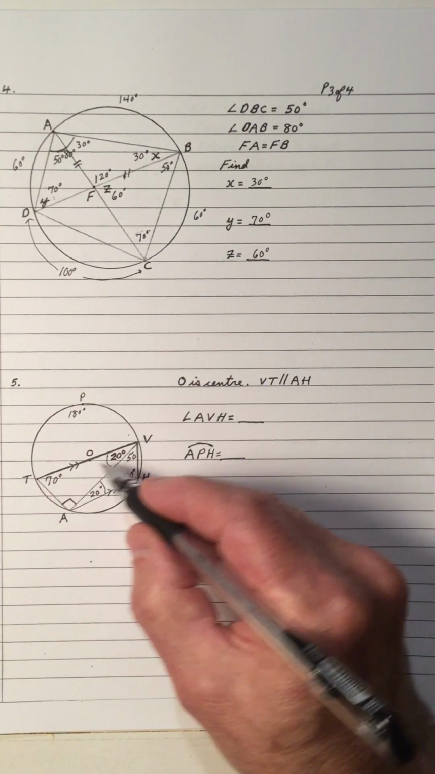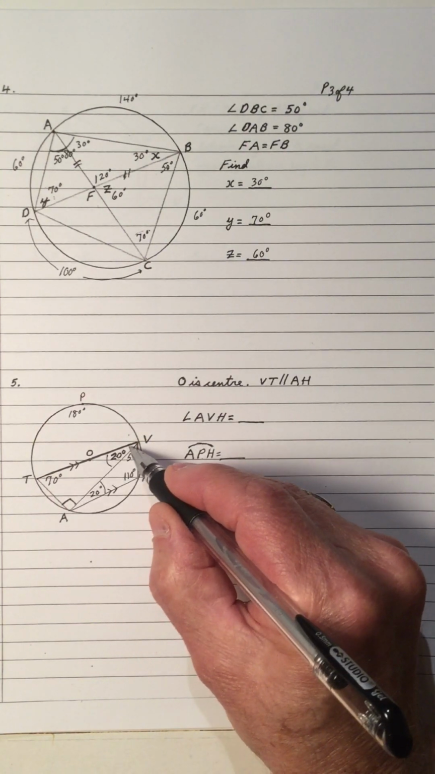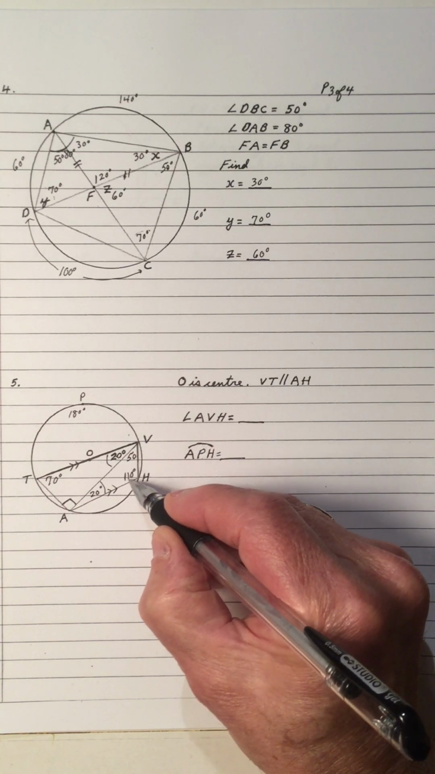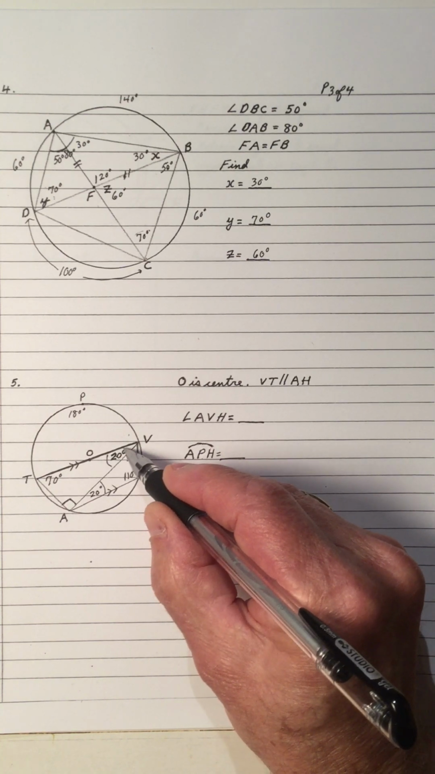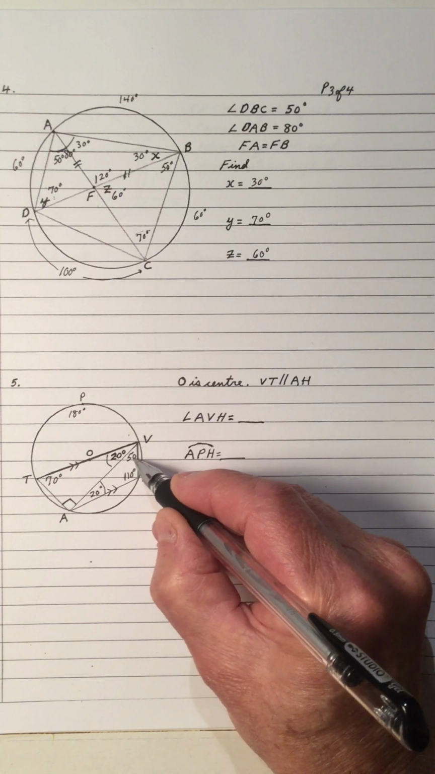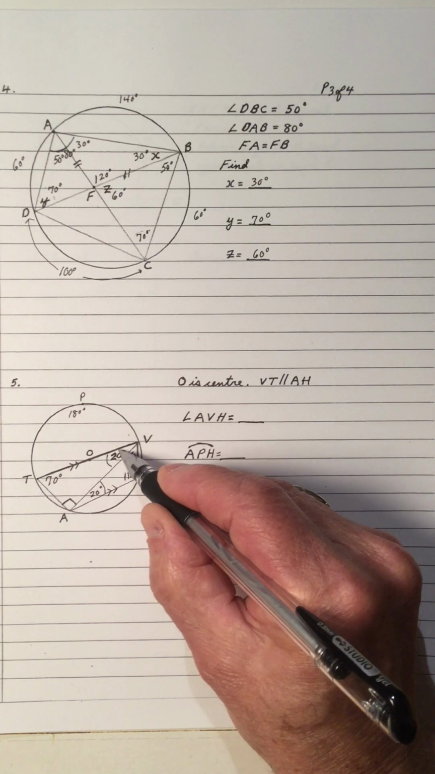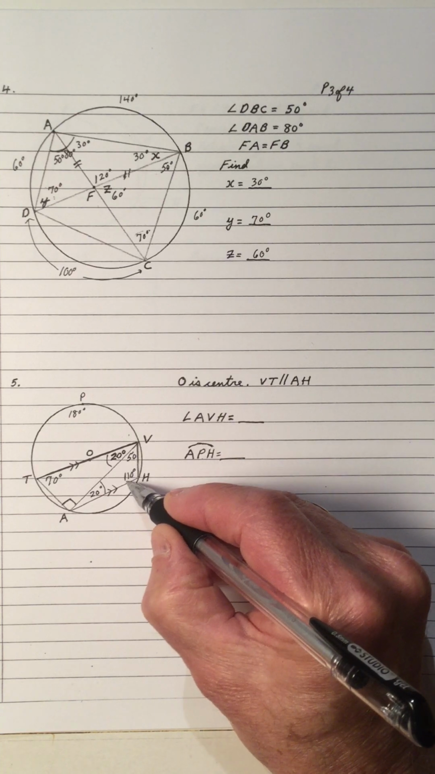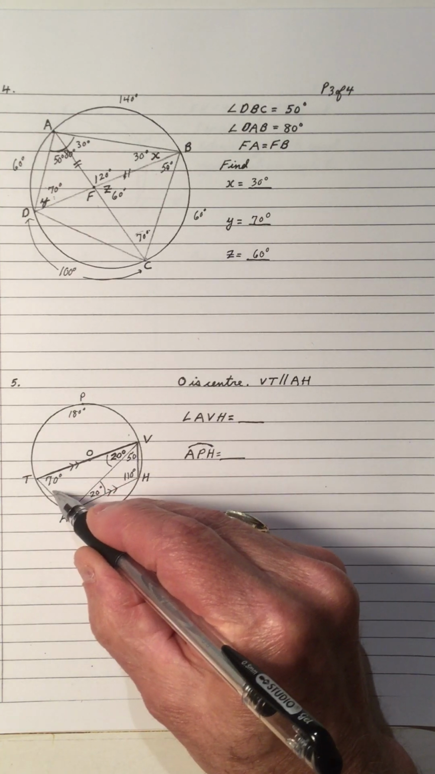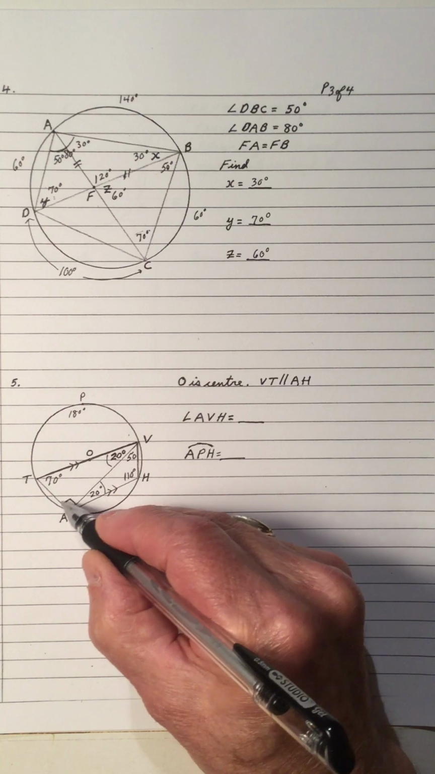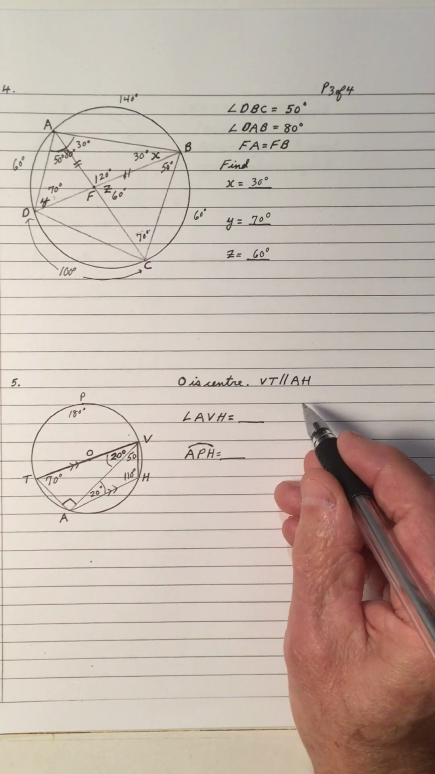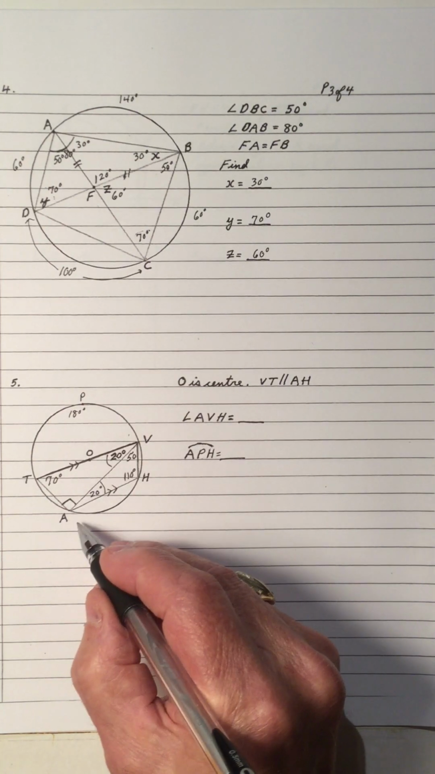But you notice that these lines are parallel. This angle right here and this angle here are, sorry, not alternate interior, they're interior angles on the same side of the transversal. So this angle here and this one add up to 180, and this one right here and these two add up to 180. So we have them all.